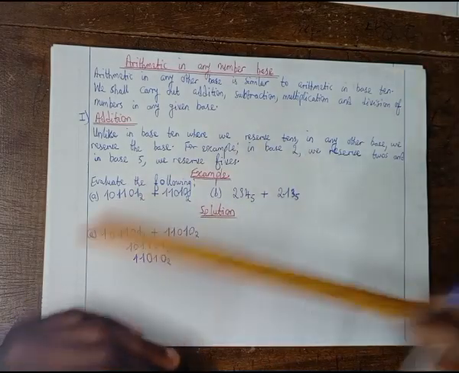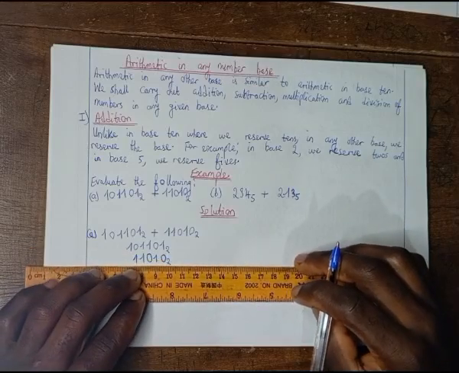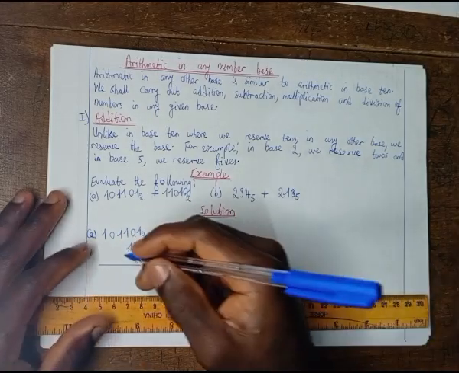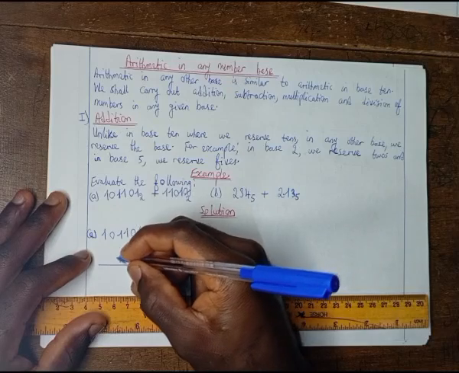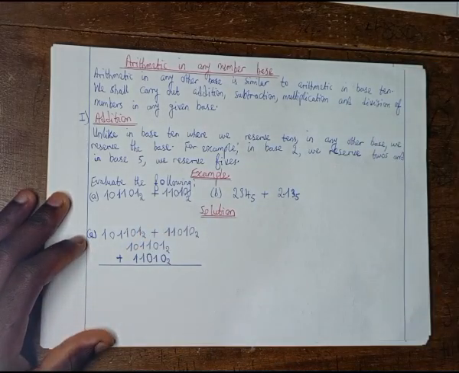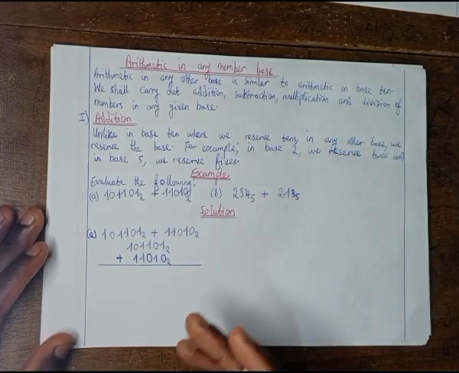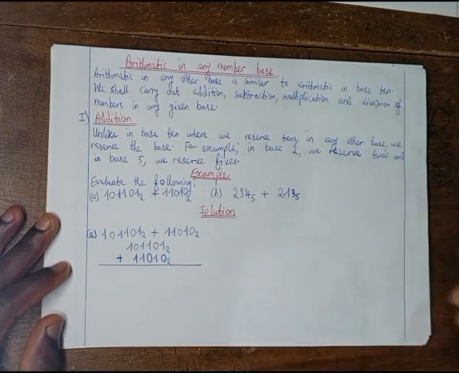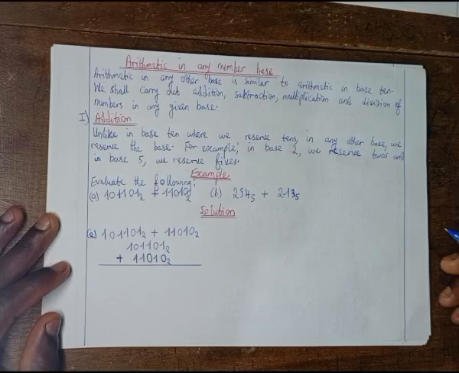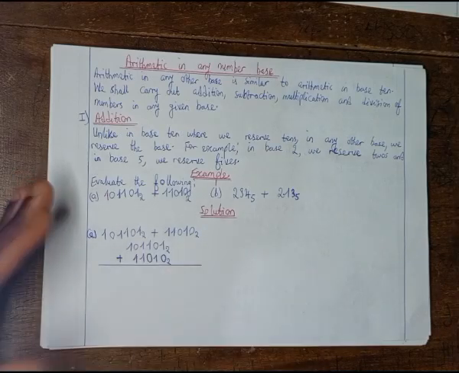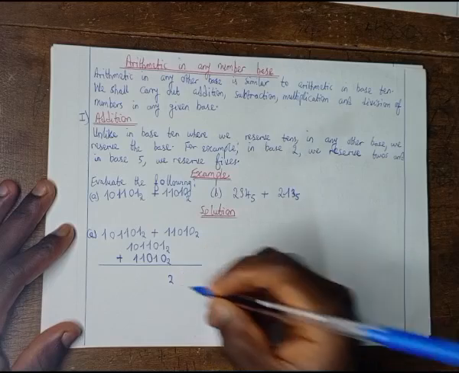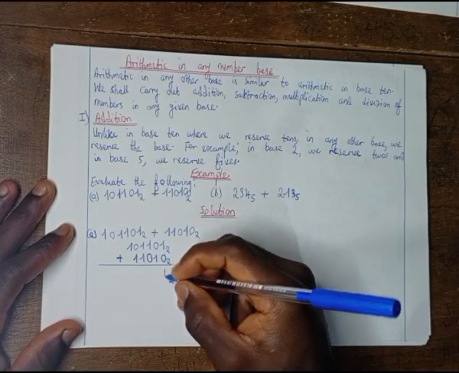Then we draw our horizontal line. Then we put the addition sign in front. Then we add the digits under each vertical alignment. All the digits under any vertical alignment, we have to add them, starting from the right hand side to the left. First thing, we are going to write down the base 2. 1 plus 0 gives us 1.